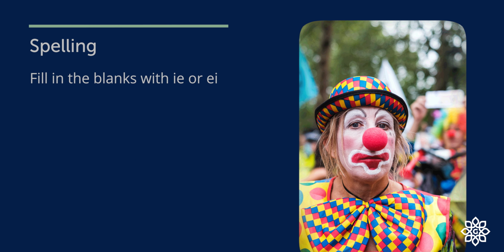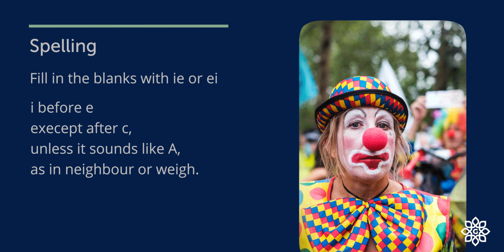Now the next section, spelling. Words with IE or EI. To spell words with IE or EI, there is a simple rule that you should remember. I before E except after C, unless it sounds like A, as in neighbor or way. You can go through the words given in your reader and complete these words with EI or IE. Once done, you can submit it along with your assignments.